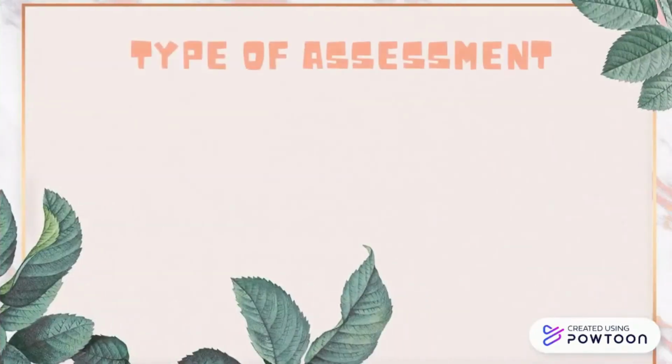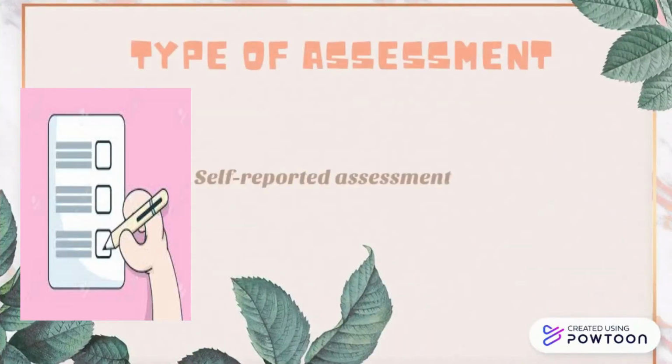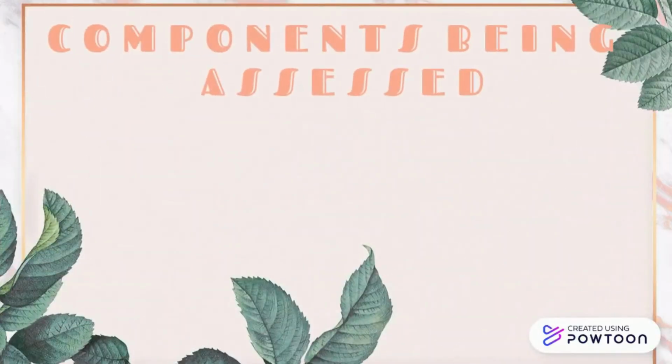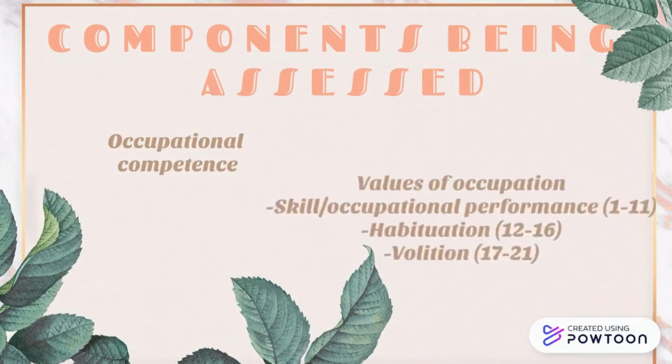Type of assessment: self-reported assessment. Components being assessed: occupational competence and values of occupation, such as skills or occupational performance, which is items 1 until 11, habituation 12 until 16, and volition 17 until 21.